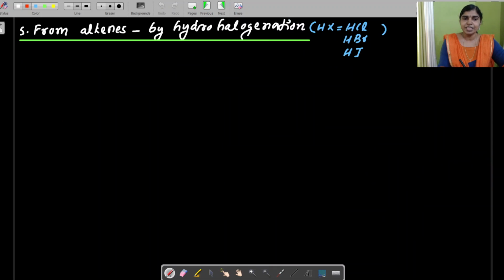And the next method is from alkenes by using the hydrohalogenation method. So how will you carry out the reaction on an alkene? Which is the simplest alkene? You can take the simplest alkene by taking a carbon-carbon double bond. So how will you complete this? This carbon forms only two bonds, so it can form two more bonds with two hydrogens. So what is the structure? That is CH2=CH2.